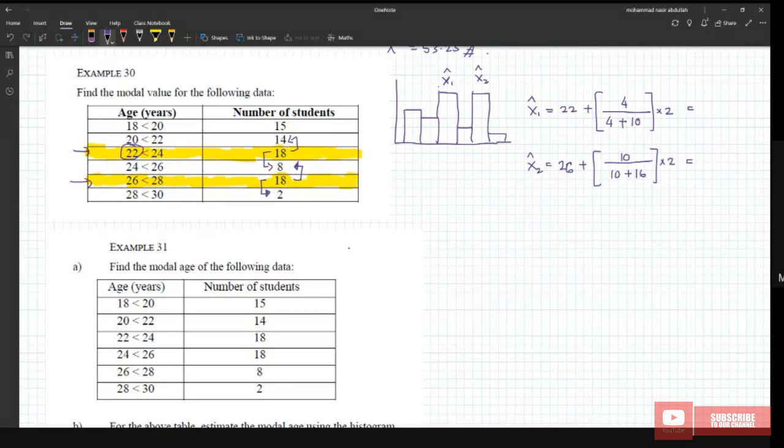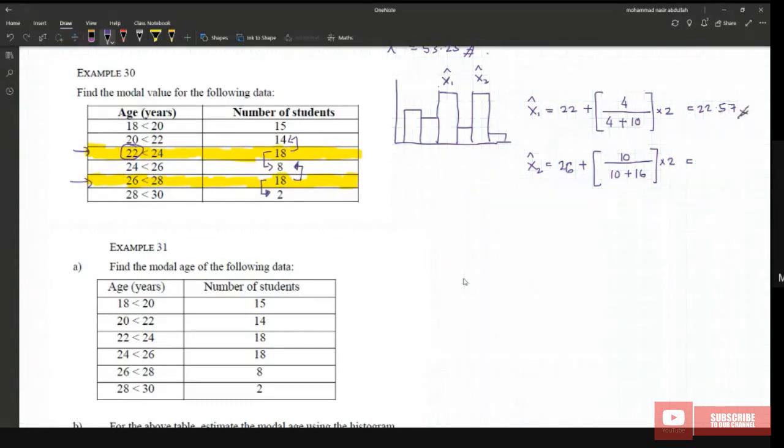So 4 divided by 14 multiplied by 2 plus 22 should be equal to 22.57, right? So the second mode should be equal to 26.77.